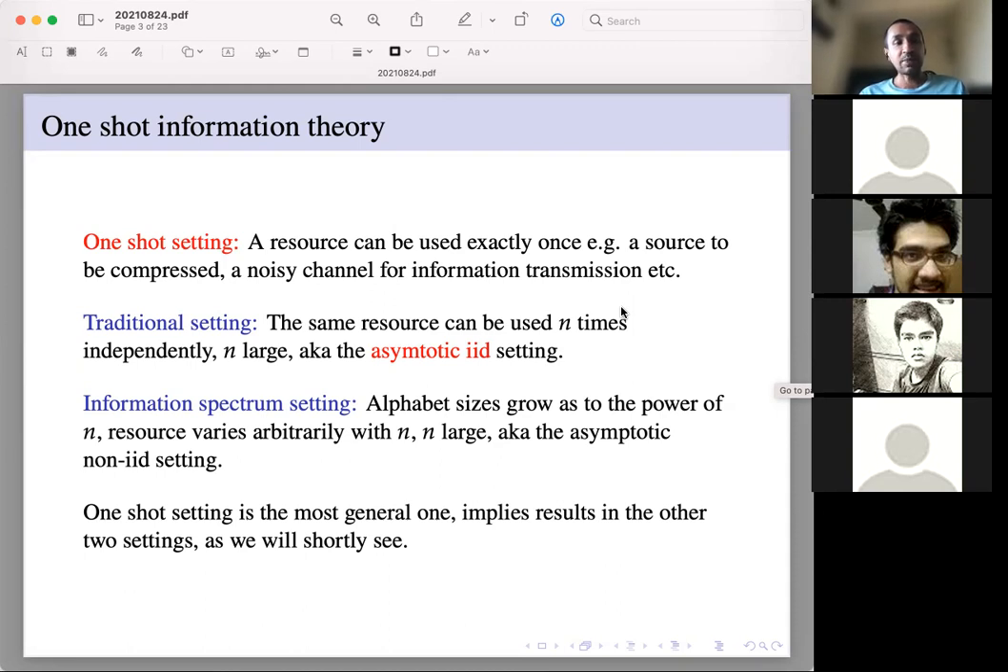But in the information spectrum setting, there's an arbitrary distribution on the alphabet of size k to the n. And there is no connection between the distribution on k to the n and the distribution on the alphabet k to the power n plus 2. So this is the difference. This is what I mean by the resource varies arbitrarily with n. Now we let n go to large and we look at the rate per resource use. This is called the asymptotic non-IID setting, and it was pioneered by Han. Now, the one-shot setting is the most general one, as you will see. It implies results in the other two settings.